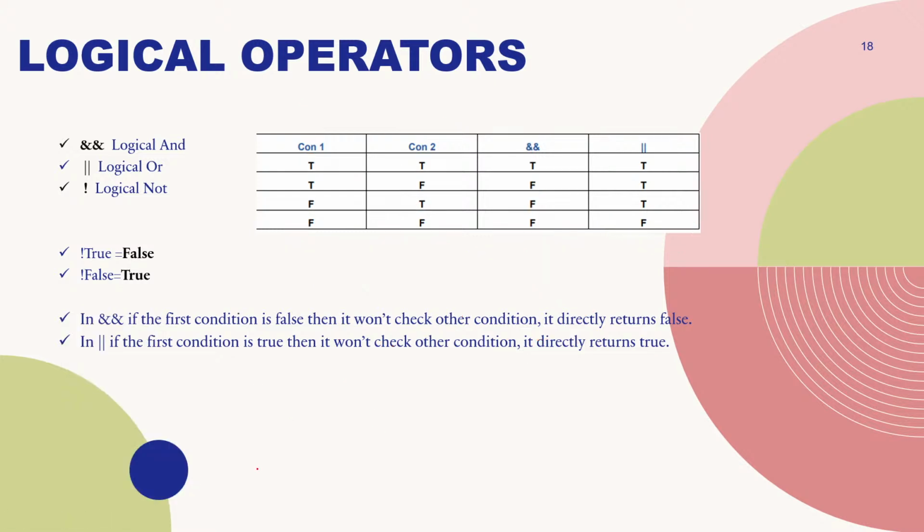See here, whenever both the statements are false, only at that time will logical OR give you false. In all the remaining conditions, logical OR will give you true, guys. Okay.